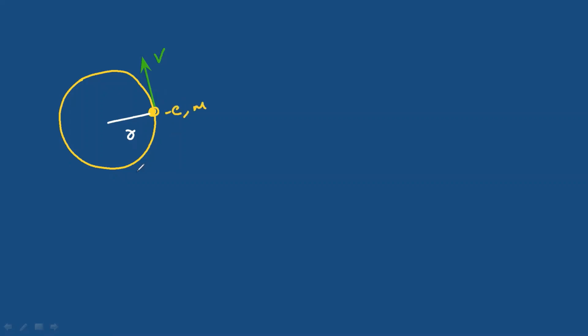Let's say its mass is m. It's moving with velocity v, and we have our proton at the center. The charge is plus e. Now, since it is moving in a curved path, instantaneously at this instant there is going to be a radial acceleration a_r.